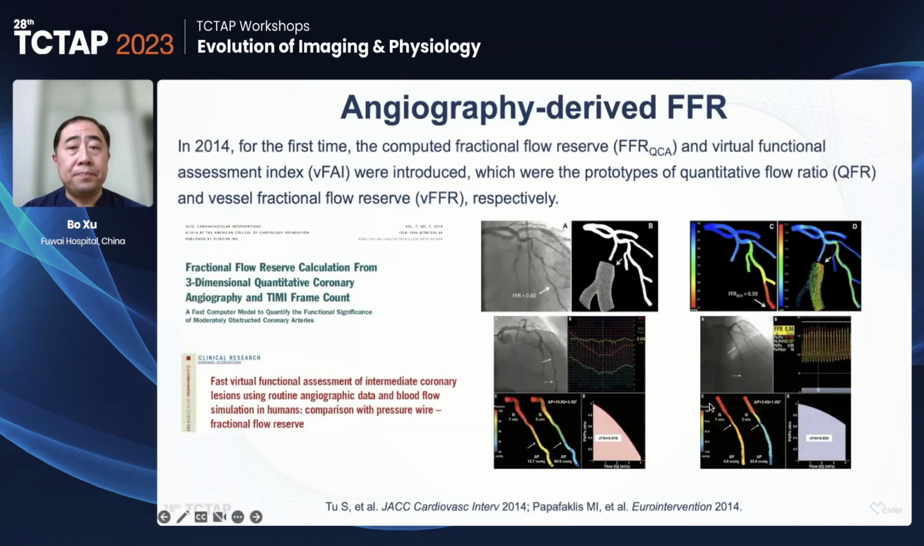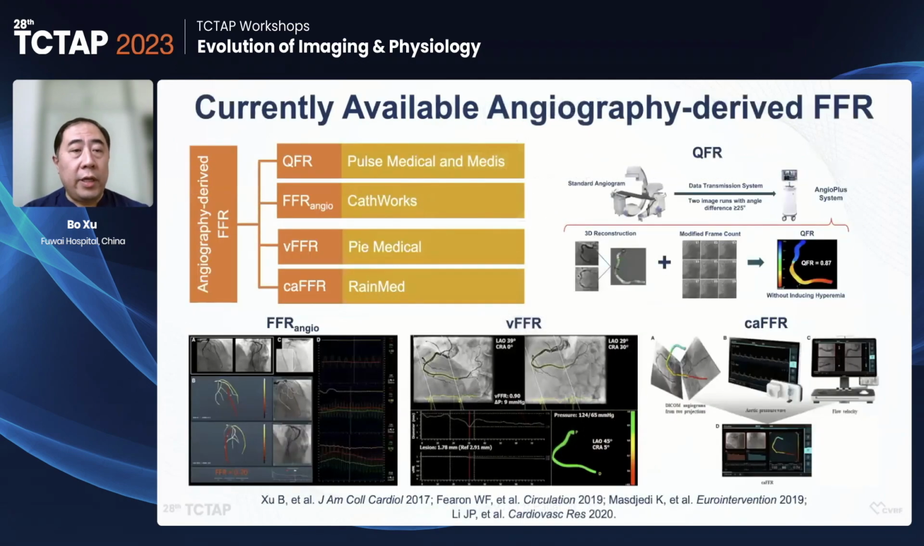Here's my disclosure. The very first two publications in 2014 introduced the computed fractional flow reserve and virtual functional assessment index, which were prototypes of the QFR and the vFFR respectively. Today we have four systems available on the market, including QFR, FFR-angio, vFFR, and CAFFR.